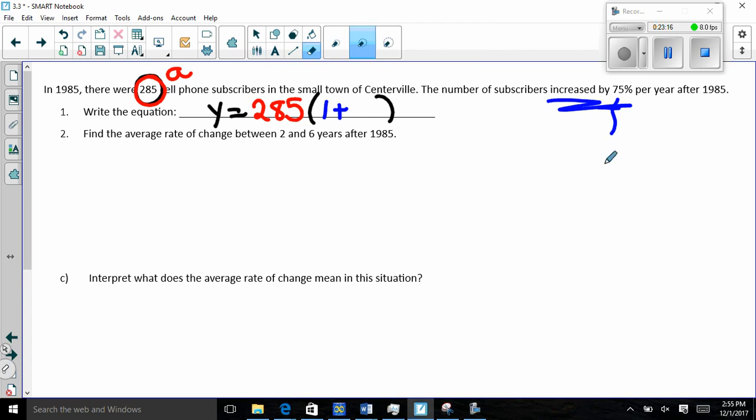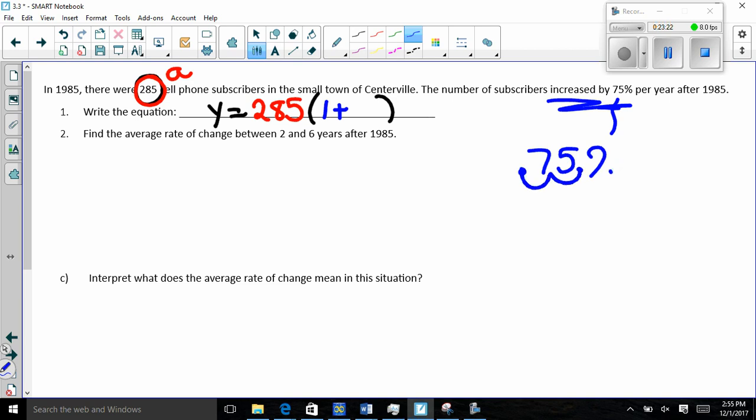I need to put as a decimal. So to do that, here's the percent. I move over to the left. So that ends up being 0.75. So I'm going to put 0.75 here.